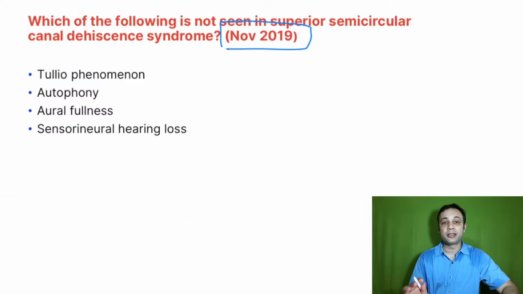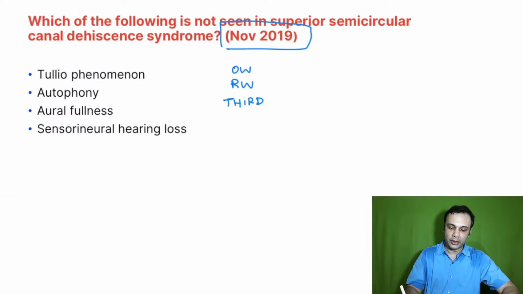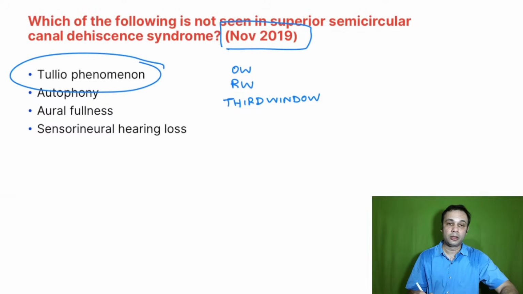So when you talk about superior semicircular canal dehiscence, you have two windows already, that is the oval window and the round window. When there is a superior semicircular canal dehiscence, this becomes a third window. So what happens when there is a third window? What is Tullio phenomenon? Noise induced vertigo is called Tullio phenomenon, seen in cases of a third window phenomenon. I'm not talking only about superior semicircular canal dehiscence, I'm also talking about a perilymphatic fistula. So the Tullio phenomenon is seen in cases of a third window.